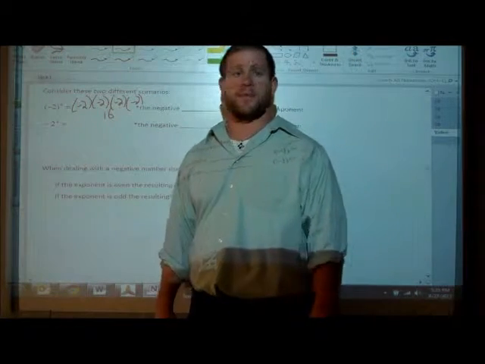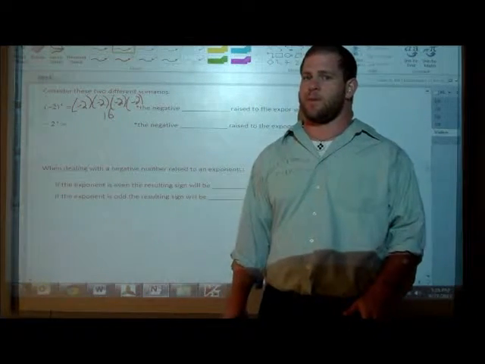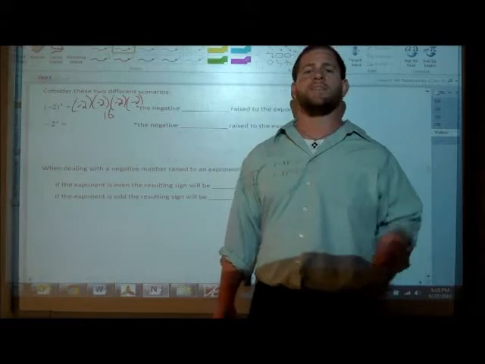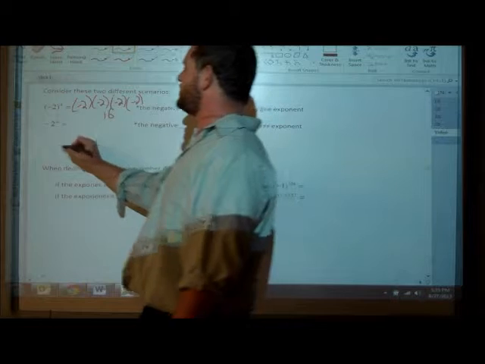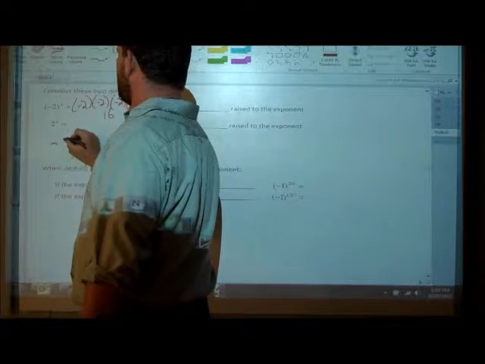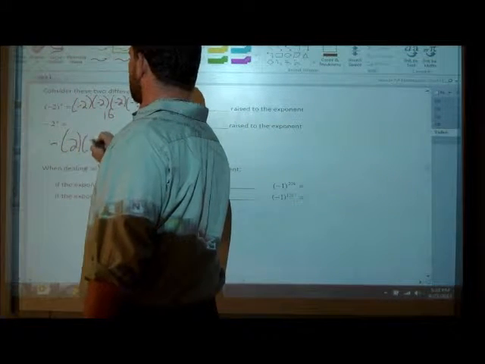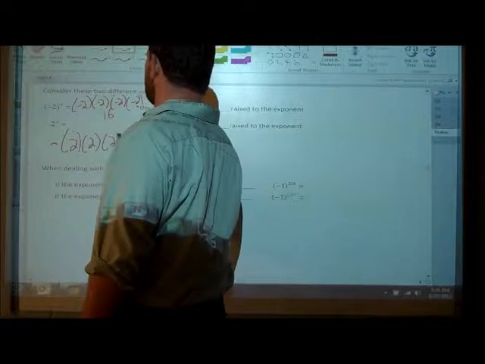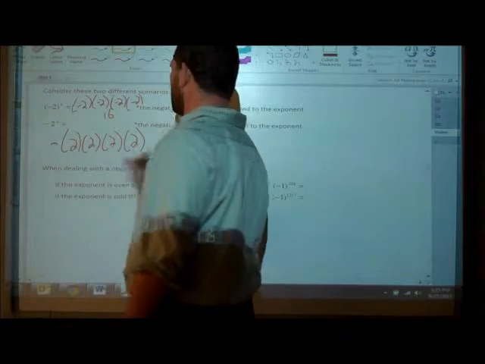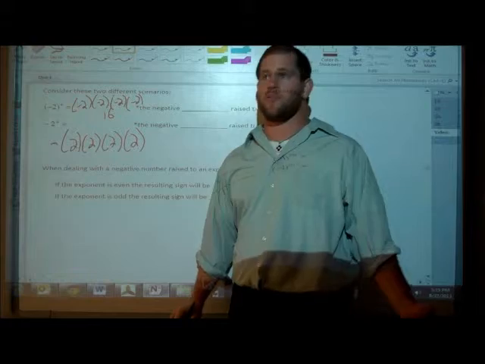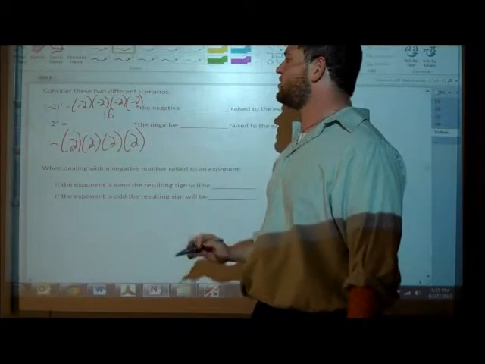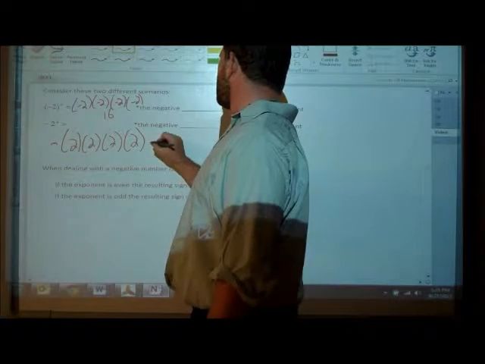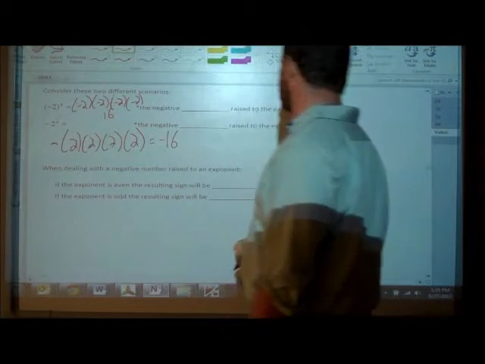And the second problem, the negative is not being raised to the exponent. The exponent only raises the power of the thing right in front of it. So technically this second one says negative, parentheses 2, times 2, times 2, times 2. Right? So the negative is never being raised to the power. I go 2 times 2 is 4, times 2 is 8, times 2 is 16. The negative out front, and negative 16 is my answer.